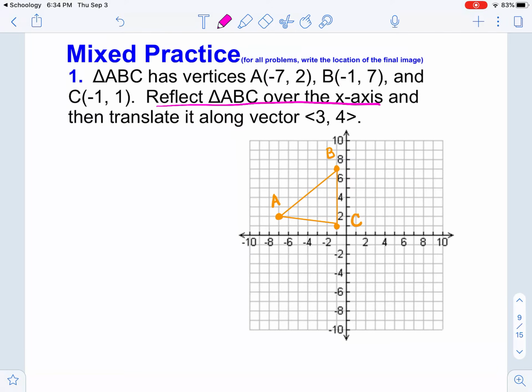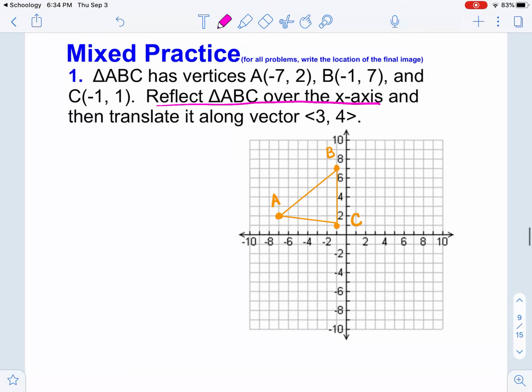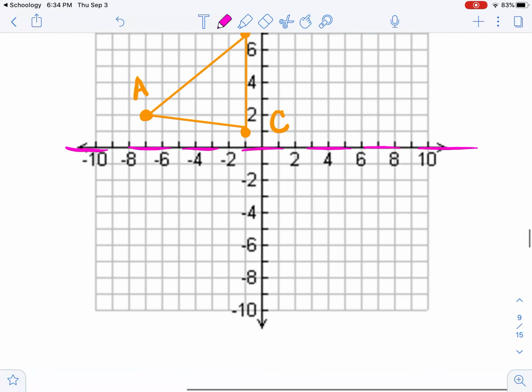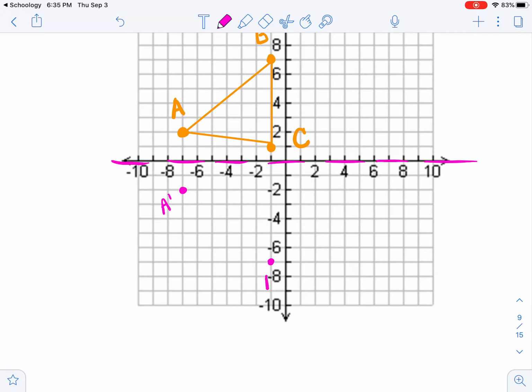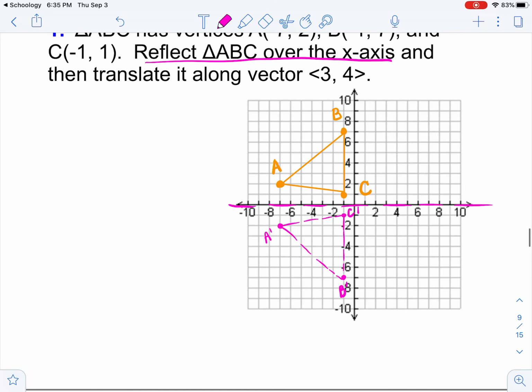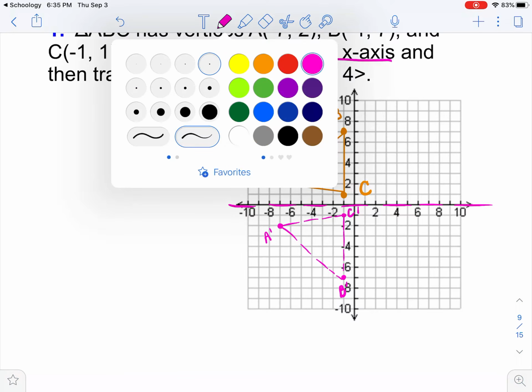Okay, so let's start with the first one here. So reflect over the x-axis. So I'm going to put a dashed line on the x-axis so my eyes are drawn to it. And now I'm going to reflect each of my points over it. A is 2 above, so A prime will be 2 below. B is 7 above, so B prime will be 7 below. And C is 1 above, so C prime is 1 below. Remember, this is your transitional image. This is not your image, or what I like to call the final image. So it's going to be dashed lines.